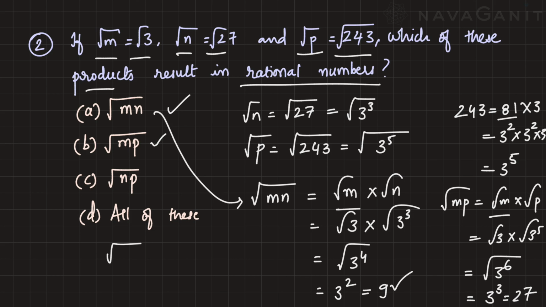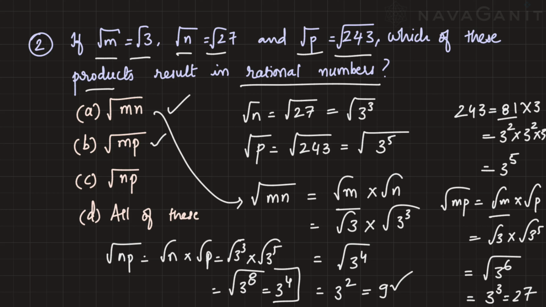Now square root of np can be written as square root of n multiplied by square root of p. Square root of n is square root of 3 cubed, multiplied by square root of 3 to the power of 5. This is nothing but square root of 3 to the power of 8. This is 3 to the power of 4, that is 81. So even this is rational. So all three are rational. So the correct option is option D, all of these.